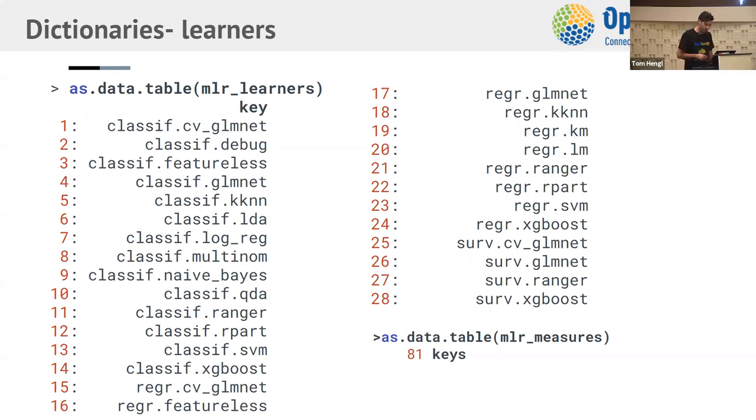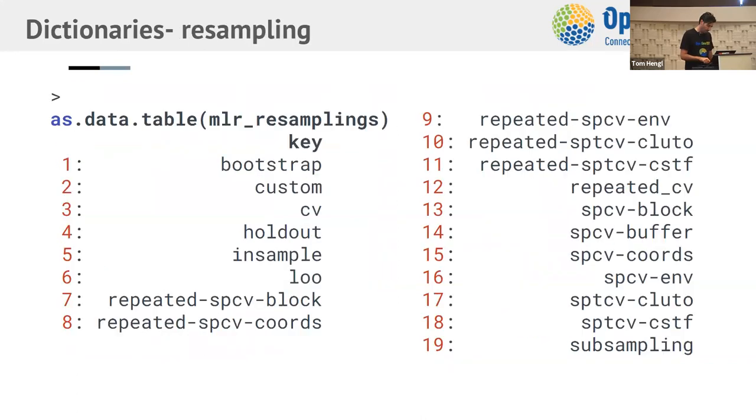But I would say, like weekly, they are adding to this list. And for example, for mlr_measures, like accuracy, RMSE, different measures, you also have 81 keys for now. That is also good. Again, they are really adding. For the sampling methods, they now have 19.